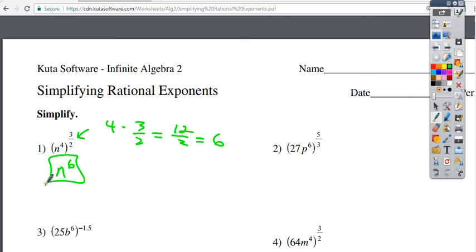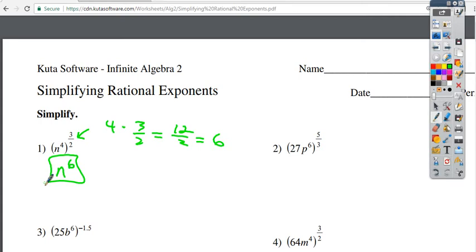So there is no square root if I simplify the exponents before I convert to roots. I could have converted to roots. I could have said the square root of n to the 4th raised to the 3rd. But that would be extra steps that I didn't need. Let's go ahead and simplify these exponents first, and then see if we need to go to the root symbol. All right, let's go ahead and do this one.